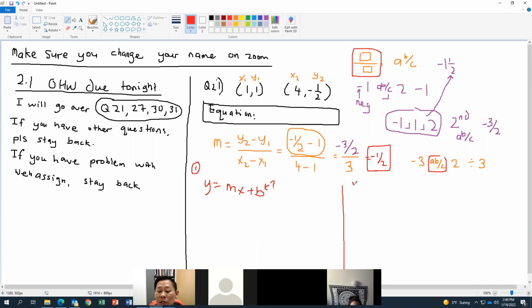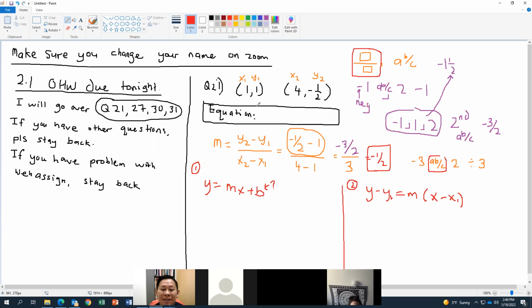The second way you do this is using the point slope form: y minus y1 equals m times x minus x1. Now, no matter which way you do, the answer is correct. The reason why I want to do it this way is because a lot of you know the y equals mx plus b way. So I will show you both ways, but in your test or in your homework, you only perform one way.